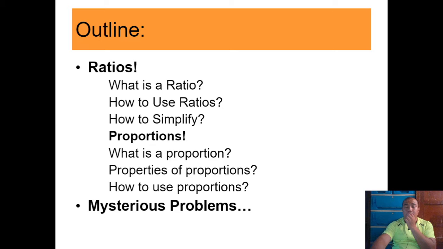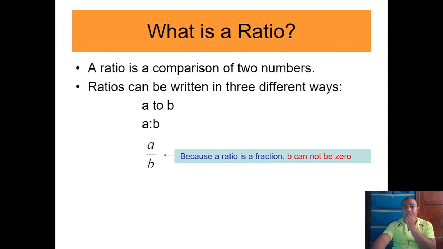So, in this topic, we're going to answer the questions: what is a ratio? How to use ratios? How to simplify? What is a proportion? What are the properties of proportions? How to use proportions?